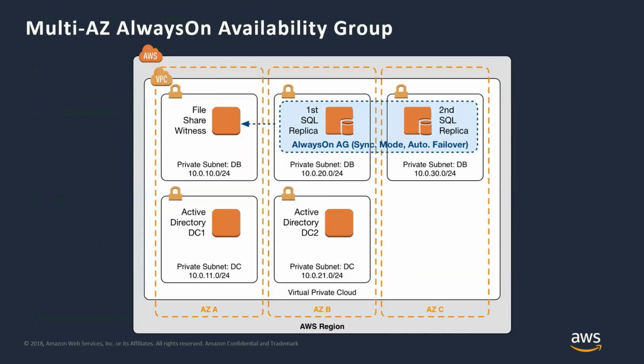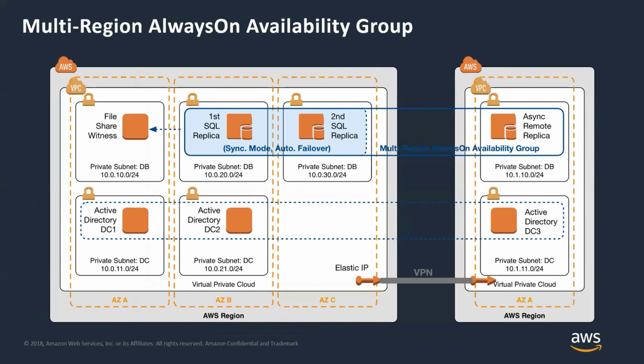Taking a look at a multi-region or multi-AZ Always On availability group. Again, this is only available when you're running SQL Server on EC2. You can configure it to share file volumes across different AZs, all within one region. If you choose to take it across multiple regions, it will support it. However, again, it's asynchronous, but the support is there for an Always On availability group.